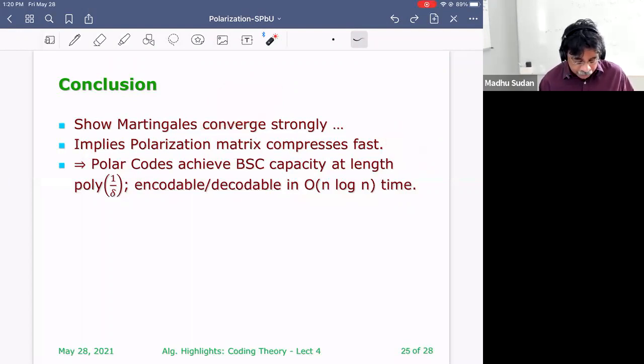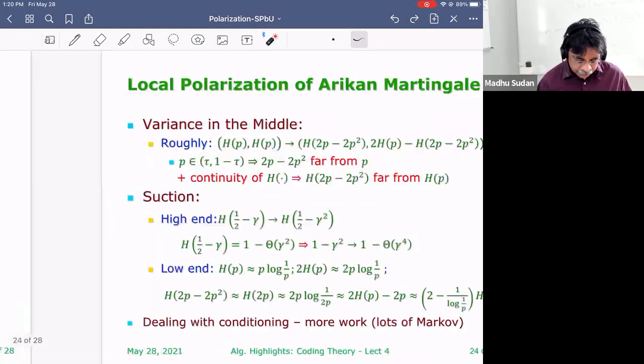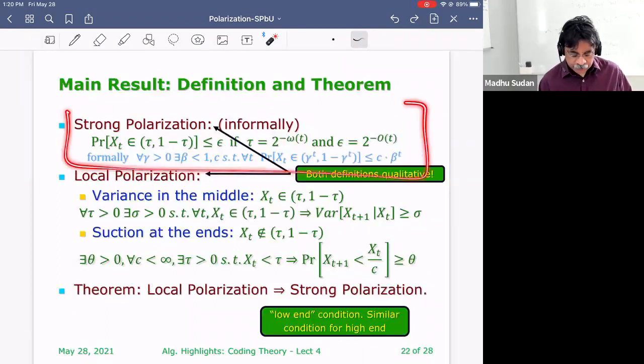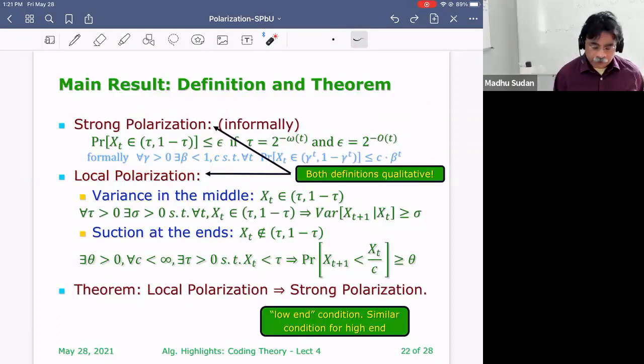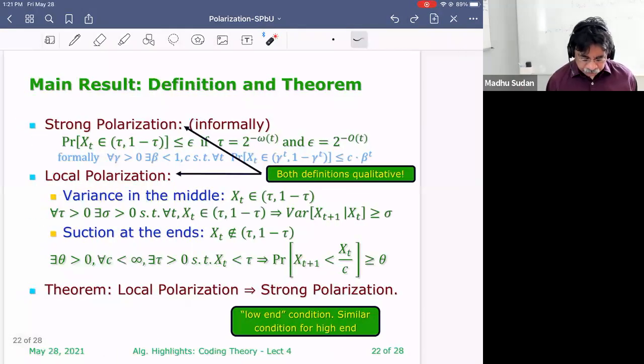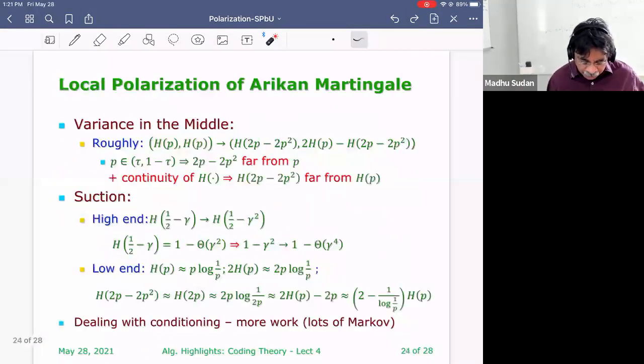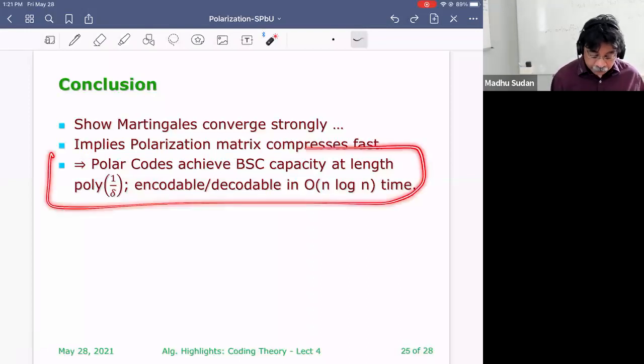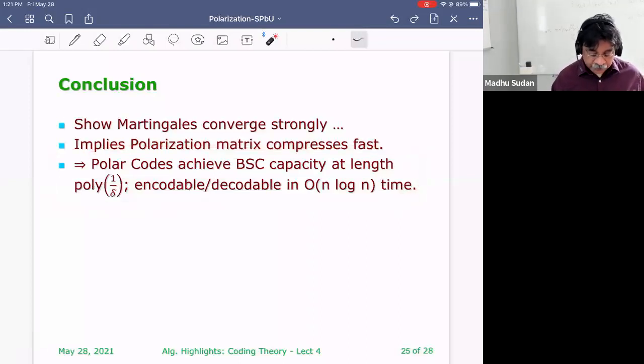And by the way, anytime we get local strong polarization in this definition, that implies that if we can show the Arikan martingale polarizes strongly, you get polynomial gap to capacity. That's an equivalent statement. And so in particular, this tells us that the polar codes achieve binary symmetric channel capacity at lengths which are very small.